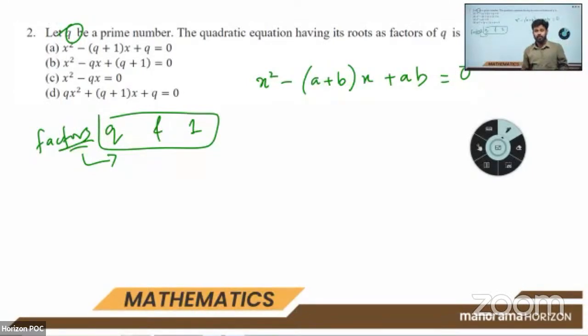The sum of roots. What is ab? The product of roots. So this a plus b is the sum of roots, and this ab is the product of roots. And we have the roots here, the factors q and 1. So what will be the quadratic equation?